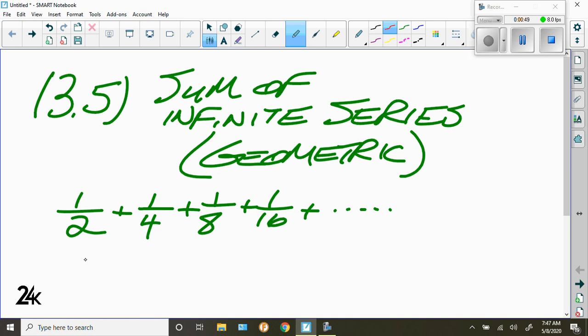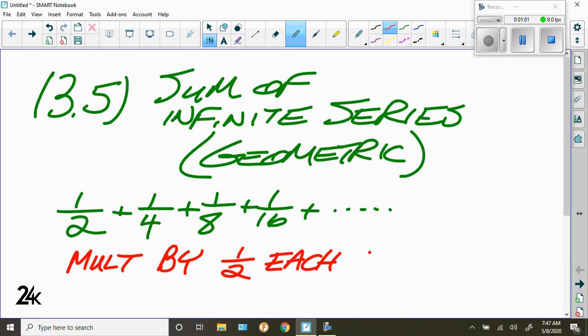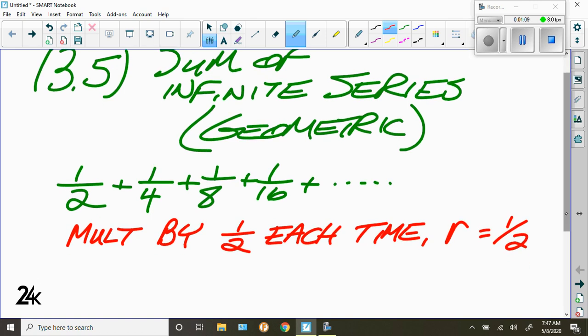Okay, so you would say, well, that's easy. I am multiplying by a half each time, right? So that means that r equals a half. All right, here's the equation.